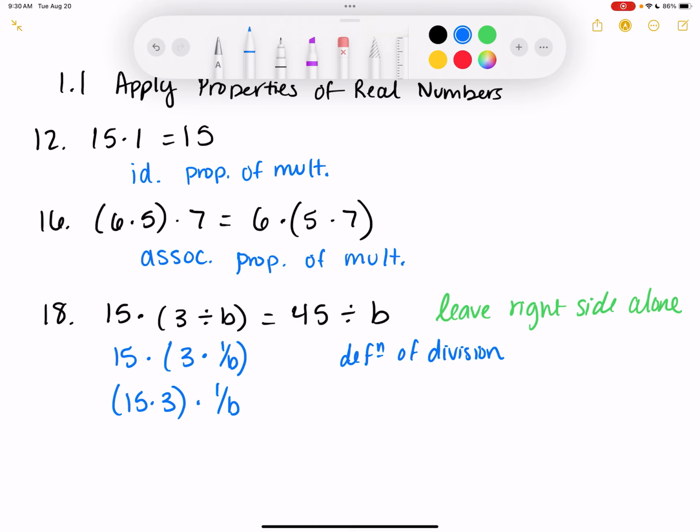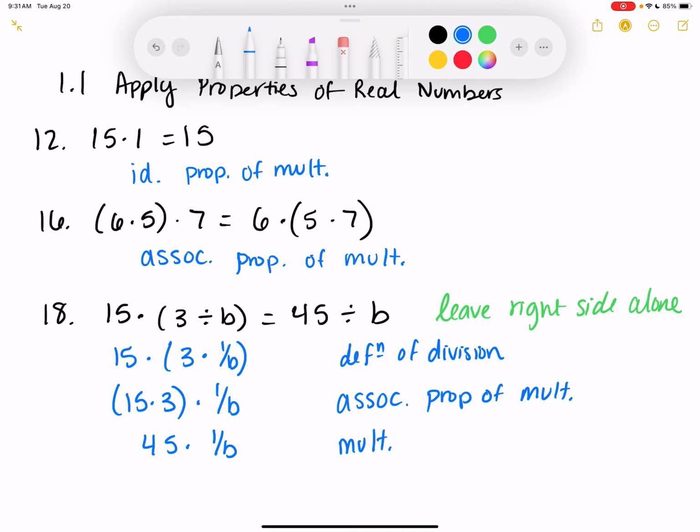So what allows me to do that? The associative property of multiplication. Yep, associative property of multiplication. Now what do I do? Multiply 15 times 3. Yep, so that's going to give me 45 times 1 over b. What allowed me to do that? Multiplication. Yep, definition. Short and sweet, multiplication.